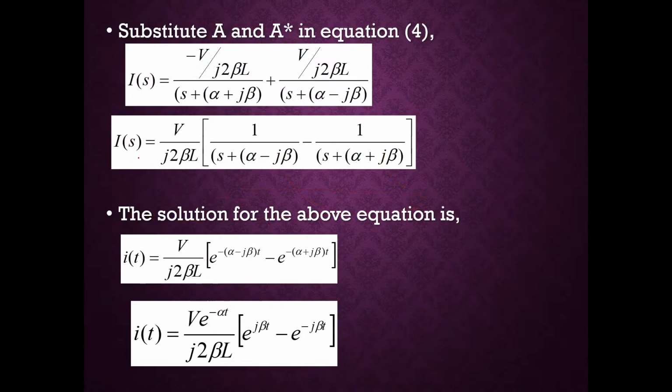If you apply inverse Laplace transform to the above equation, I of s will become I of t. I consider this as a constant, so rewrite as it is. So inverse Laplace of 1 by s plus alpha minus j beta is exponential to the power of minus alpha minus j beta whole t. Then minus inverse Laplace of 1 by s plus alpha plus j beta, that is minus of exponential to the power of minus alpha plus j beta t.